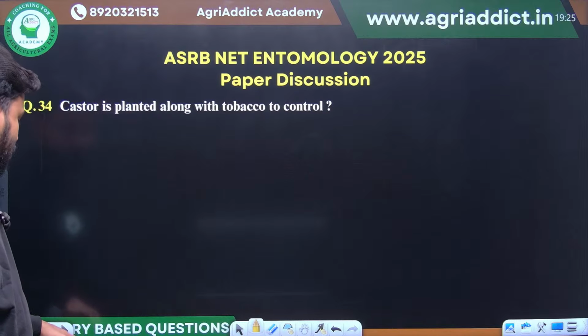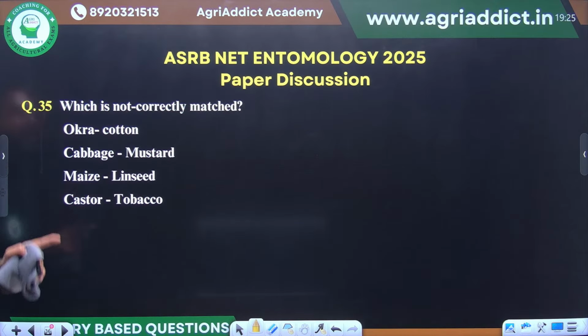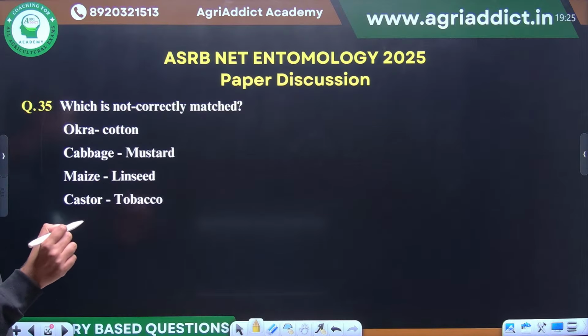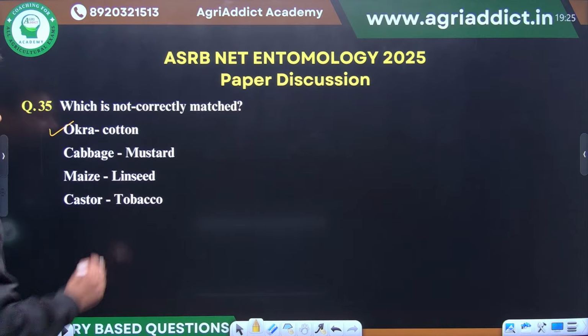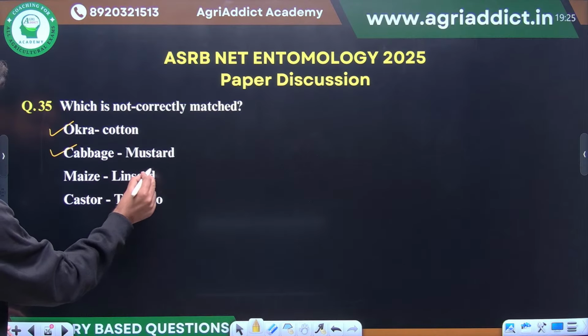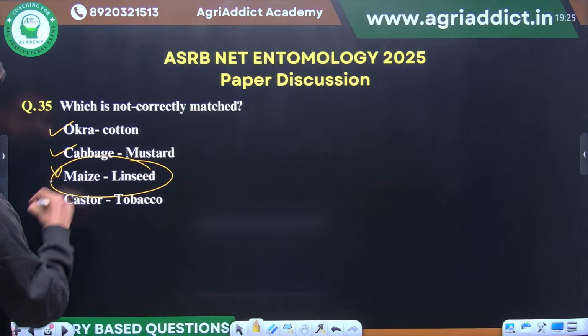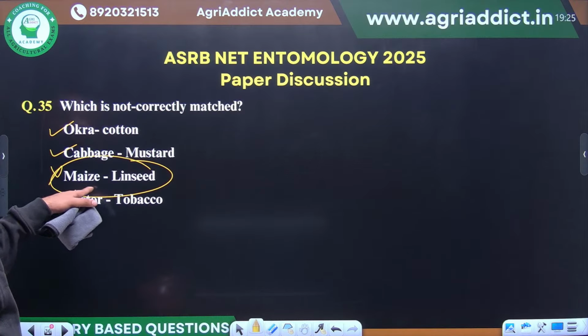Okay, next question is, which one is not correctly matched? So there is one main crop and another one is their trap crop. So okra and cotton, this is correct. Then cabbage and mustard, this is also correct. Then maize and linseed, this is not correct. Then castor and tobacco, just discussed in the previous question. So the answer will be maize and linseed.